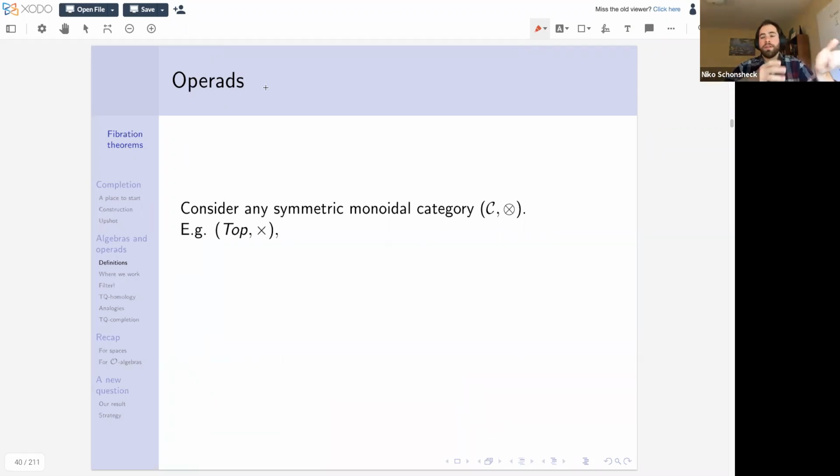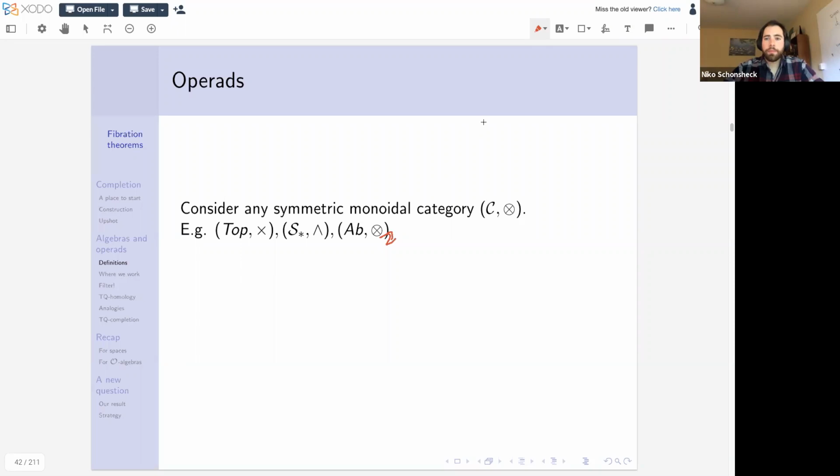So for instance, I could consider spaces and the Cartesian product. I can take two spaces and form a product. That's all we're saying here. If I want to do that in a pointed context, I'd have pointed spaces and the smash product instead of the Cartesian. Or for a more algebraically flavored thing, you consider just abelian groups with ordinary tensor products. So this is really tensor over Z.